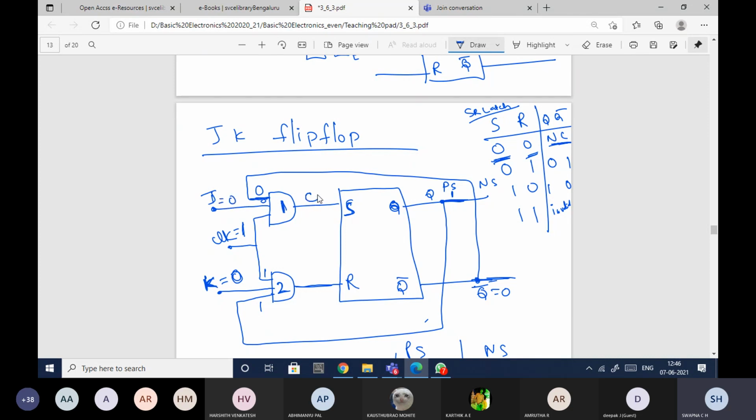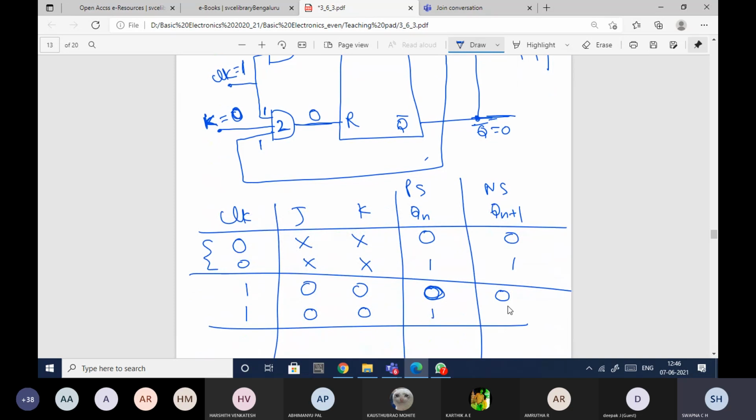So the output of the first gate is 0. In the same way, for the second gate, the inputs are 1, 0, 1, so the output of the second gate will also be equal to 0. So here if you observe, S value is equal to 0 and R value is equal to 0. The next state is no change. No change in the sense, if the present state is 1, the next state is also 1. So I can write here 1. If the present state is 1, the next state is also equal to 1.